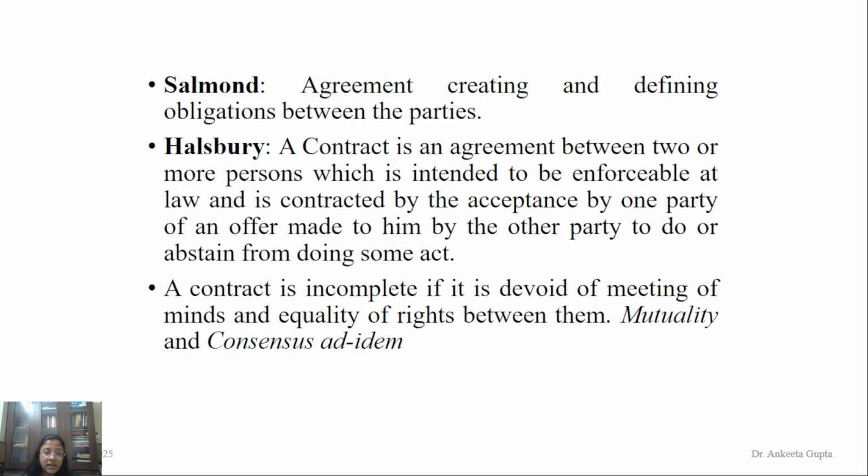And this is sort of fitting when it comes to the prenuptial agreements that I had mentioned a few moments ago. Halsbury's Laws of England, I'm sure all of you know about it. So, Halsbury's Laws of England is basically codification of, not exactly codification, but the encyclopedia which mentions all the jurisprudential principles that have been introduced by way of precedent, discussions, ratio decidendi by the courts at different levels. So, according to Halsbury, a contract is an agreement between two or more persons which is intended to be enforceable at law and is contracted by the acceptance by one party of an offer made to him by the other party to do or to abstain from doing an act.